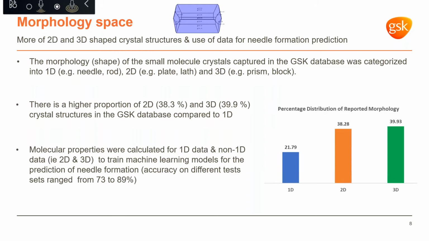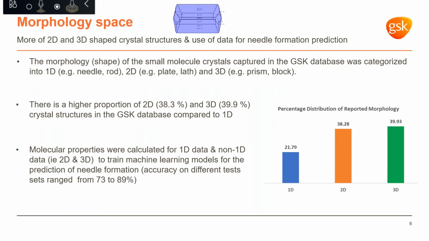So what I've done is basically I've computed molecular properties for the 1D crystals and the non-1D crystals. These are the 2D and 3D crystals, to train machine learning models for the prediction of needle formation. And this is a binary classification on whether a needle will be formed or not. The trained models were tested on several test sets, including GSK and CSD drug subset as test sets, and they performed well with good accuracies.